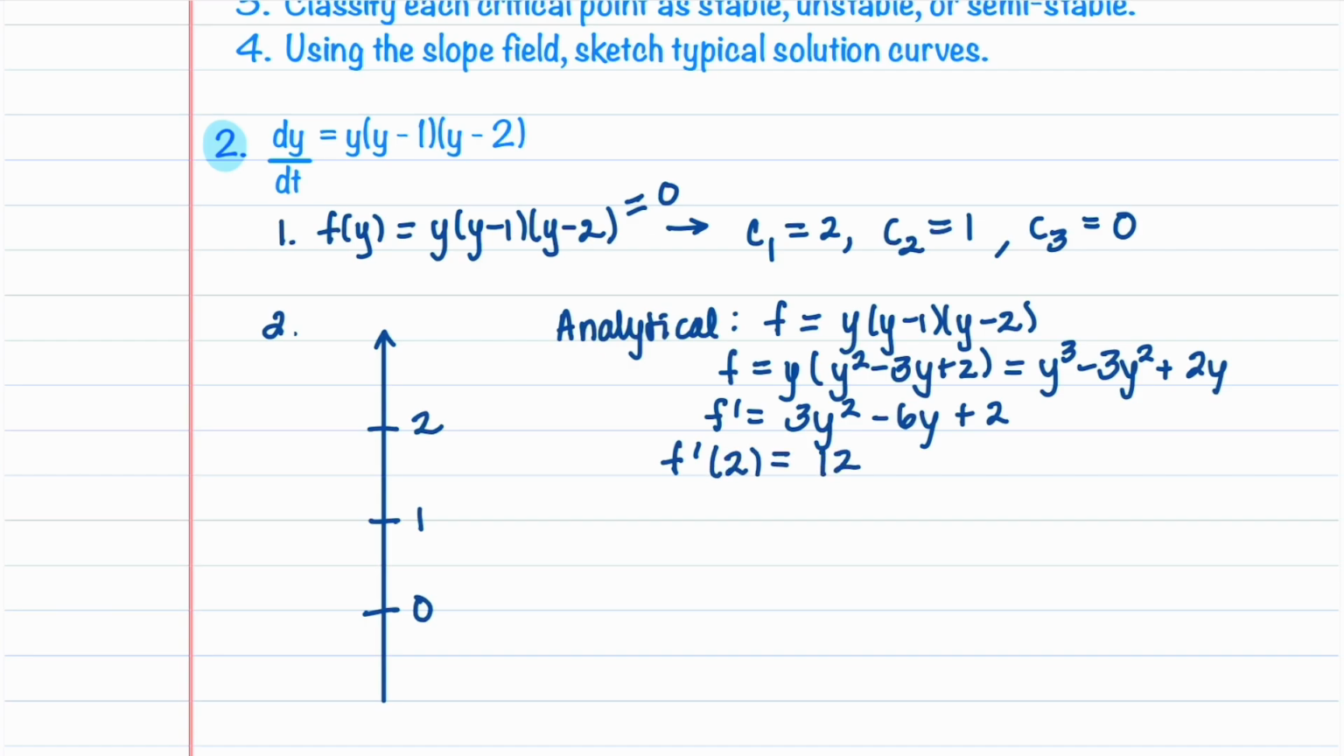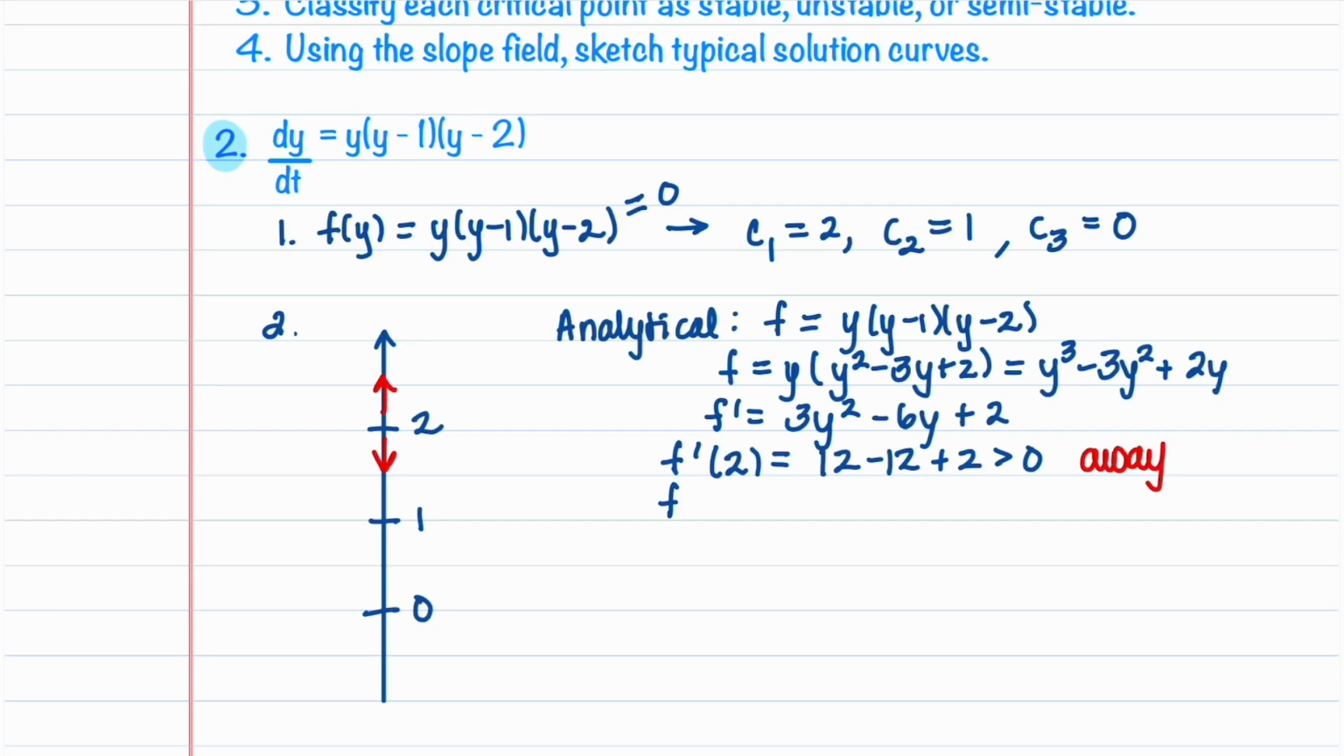We're going to get a 12 minus 12 plus 2. We only care about the sign, so we'll just say that it's greater than 0. So that means that our solutions are going to move away from our equilibrium solution. Let's go over here to our phase portrait and put in the arrows. We're at 2 and our solutions are going to move away.